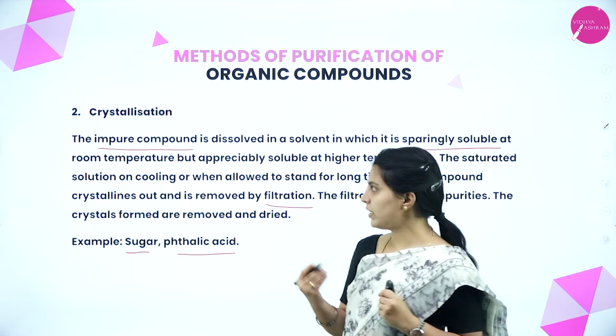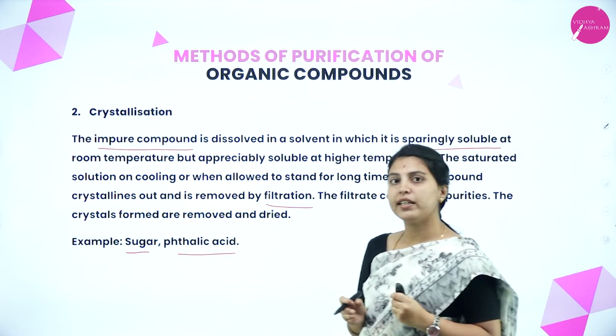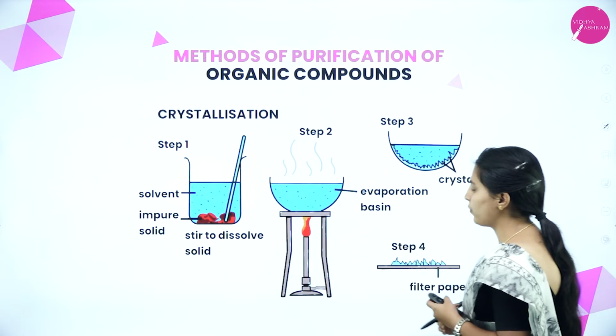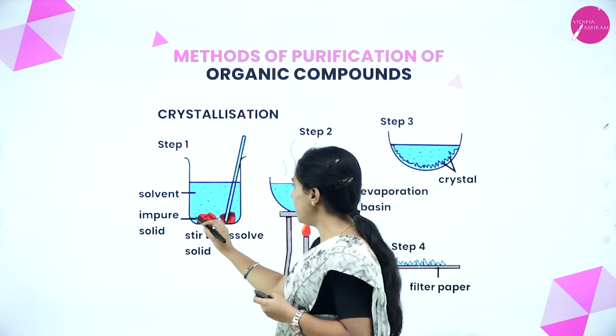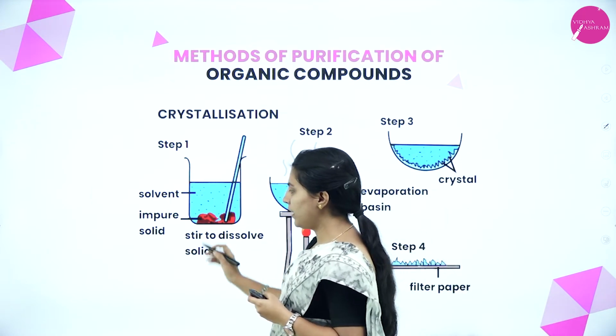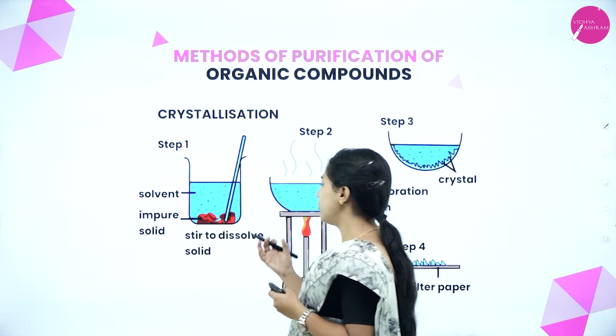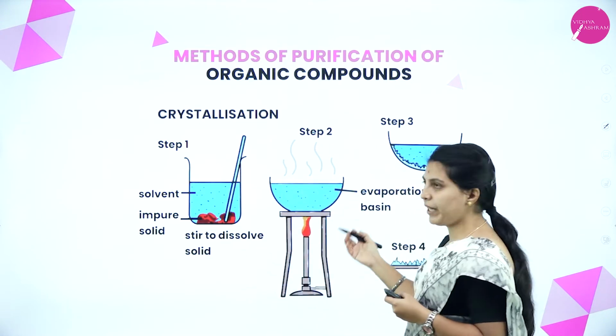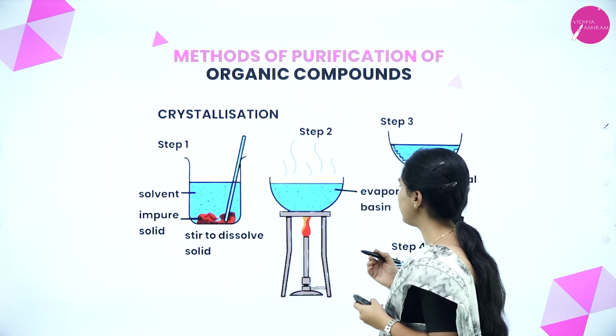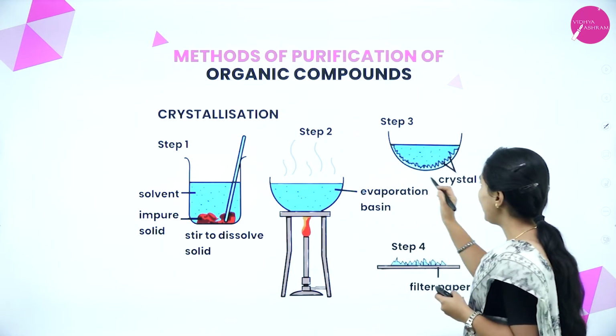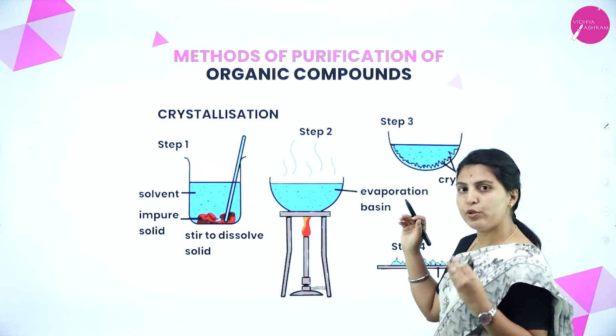How has it been processed? By the process called crystallization. See this one. This is impure solid and it is solvent. They are stirred to dissolve in it and they are evaporating in this evaporation basin. Okay. Step 3, they will allow some time to settle down.